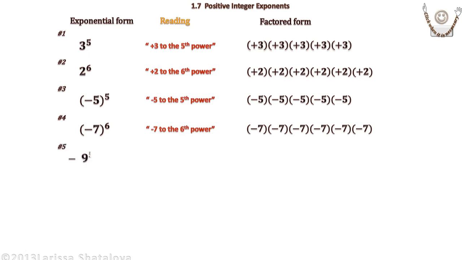And next would be, we have to use the magic number 1. Now we can read this. -1 times +9 to the fifth power. If you don't have parentheses, then the exponent affects only and only the nearest number. In this case, the exponent affects only and only 9. So it will be -1 times +9 times +9 times +9 times +9 times +9.